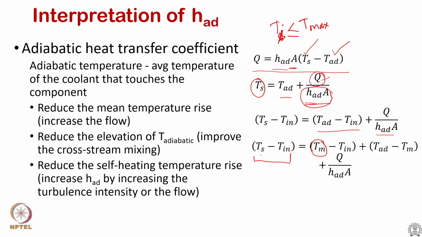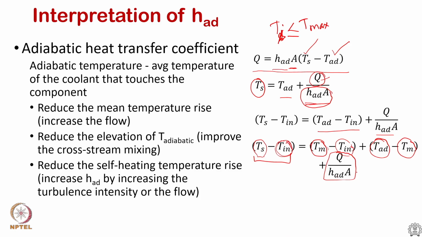This is the temperature rise of the device with respect to the inlet temperature of the air entering the system. The next is the mean temperature minus the inlet temperature, how high the mean temperature is with respect to the inlet temperature. Then, how high the adiabatic temperature is with respect to the mean temperature. And finally this is my Q by h_ad A, which is the convective part of it.